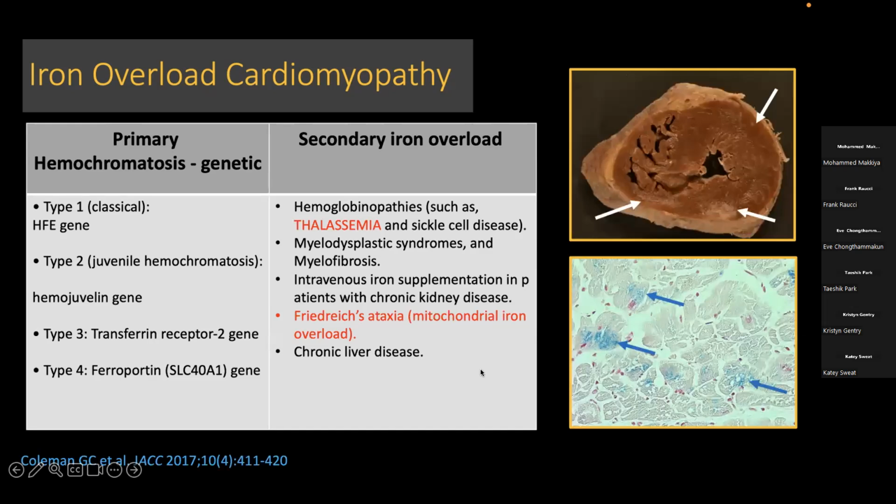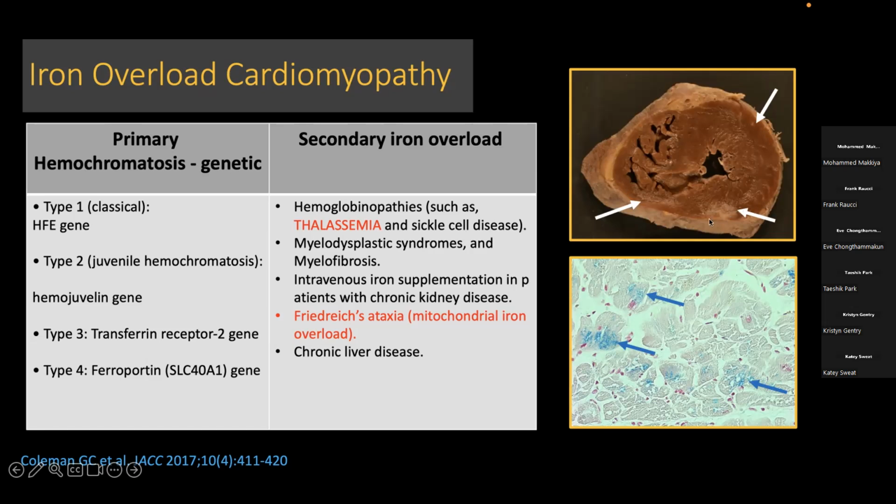So why do we talk about iron overload in inherited cardiomyopathy? Because they may present primarily as genetic cardiomyopathy with hemochromatosis patients, or secondarily in patients with other genetic diseases like thalassemia or sickle cell disease who require frequent transfusions with iron overload deposition. And this is also why we care about iron overload cardiomyopathy.